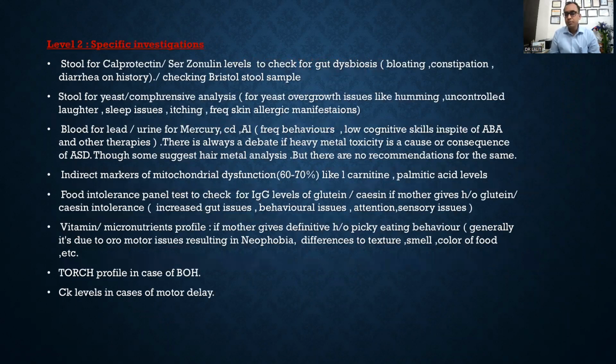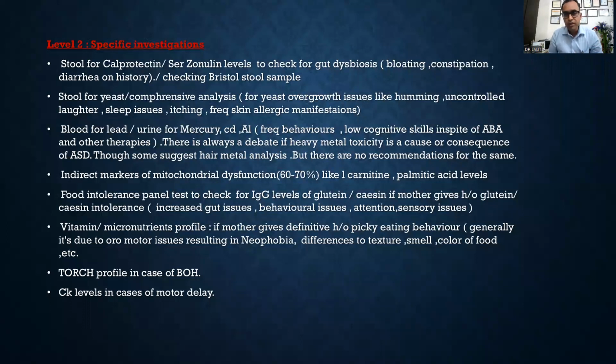Level 2 investigations means specific investigations like stool for calprotectin and serum zonulin levels, to check for gut dysbiosis, like bloating, constipation, etc. Checking the Bristol stool chart, stool for yeast or comprehensive stool analysis to look for yeast issues, gut dysbiosis, or bad bacteria. Then blood for lead and urine for mercury if there are frequent behaviors or low cognitive skills in spite of ABA and other therapies. There is always a debate whether heavy metal toxicity is a cause or consequence of ASD, and though some suggest heavy metal analysis, there are no recommendations for the same. That is exactly what I was telling you when I was showing you the guidelines of the American Academy of Pediatrics. Indirect markers of mitochondrial dysfunction like L-carnitine, palmitic acid, and acyl-carnitine might be done on a case-to-case basis.